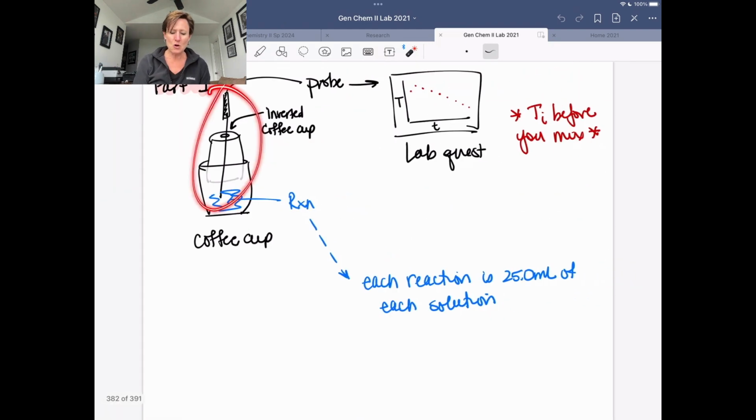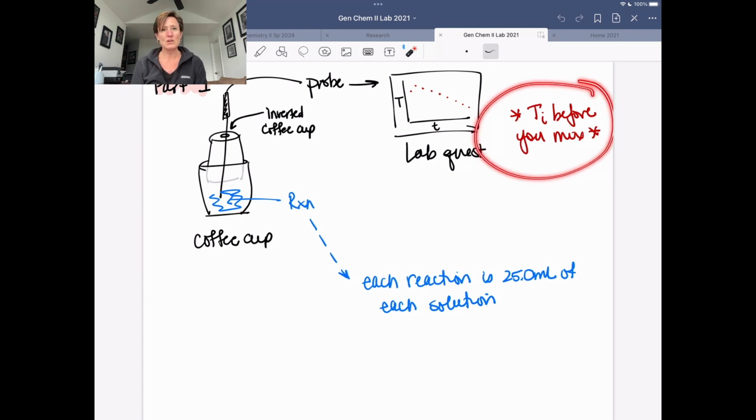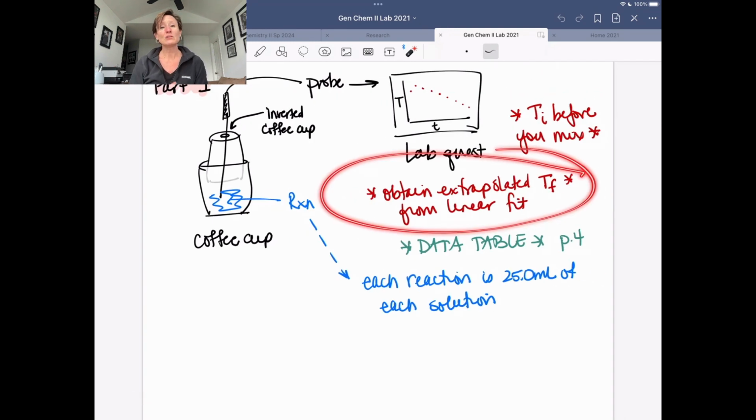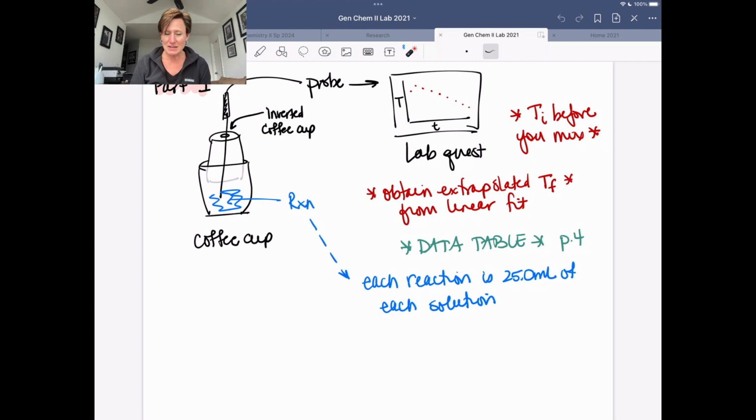So again, this probe is hooked up to your LabQuest. We've used LabQuest for lots of things. Now we're going to be using it to measure temperature. So we're going to measure the change in temperature as a function of time. There's going to be an initial temperature that we're going to measure before we mix our reaction materials together. And then you're going to obtain a final temperature by linearly fitting our data. See if this makes sense.